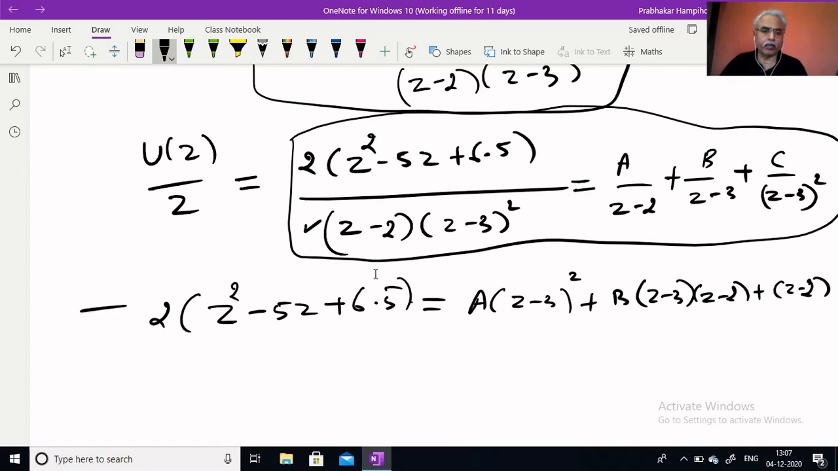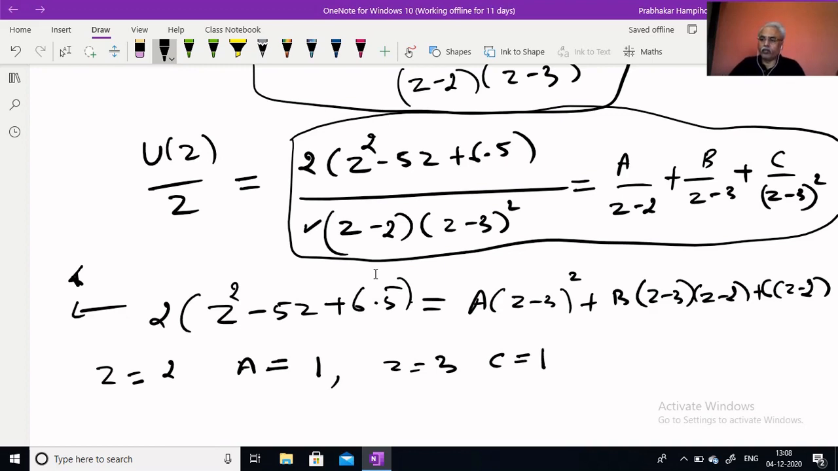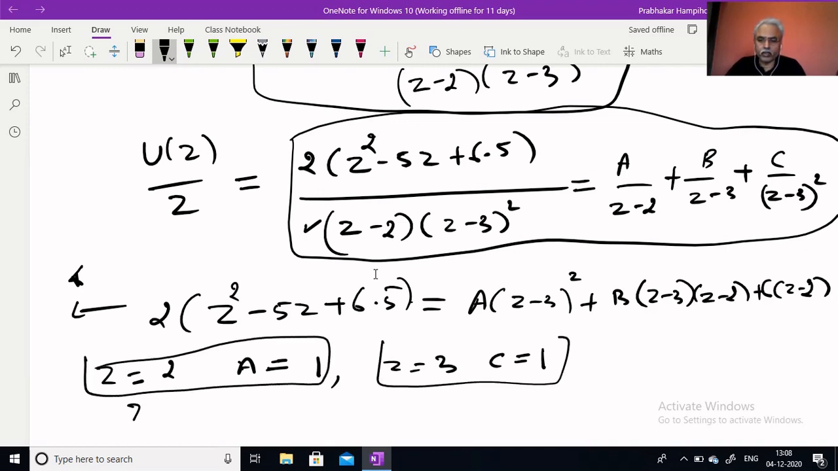So this becomes star. Taking z equal to 2, you are going to get a value. I'll just give the values of A, B, C here. A equal to 1, very easily you can find. Taking z equal to 3, you will get the C value. C is also 1. And z equal to 2 gives you A equal to 1, because we have done it like this.